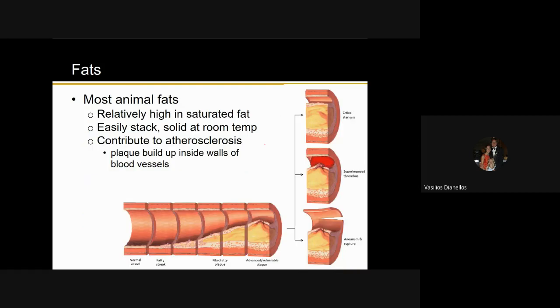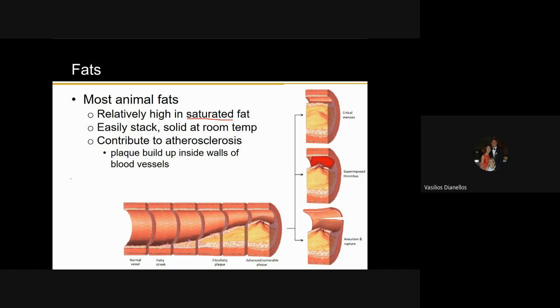All right. Most animal fats are relatively high in saturated fat. In case you didn't know, it is the saturated fats that are bad for you, which is why, generally speaking, you want to limit your intake of animal fats in your diet. The reason they're so bad is that they easily stack, therefore they are solid at room temperature.